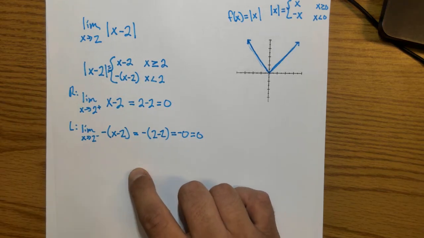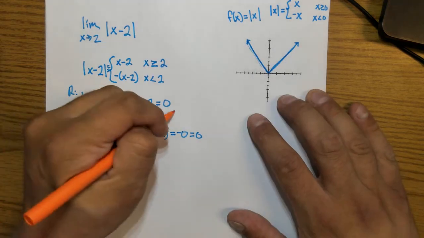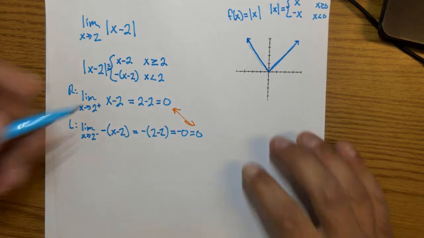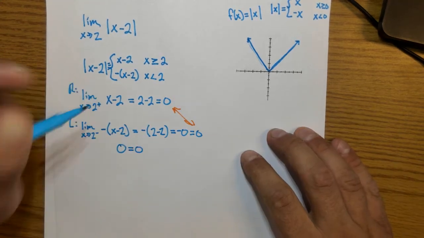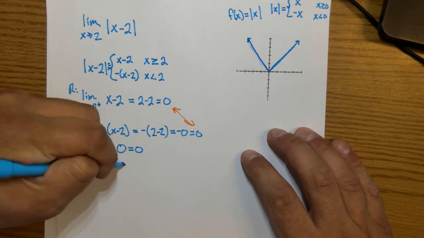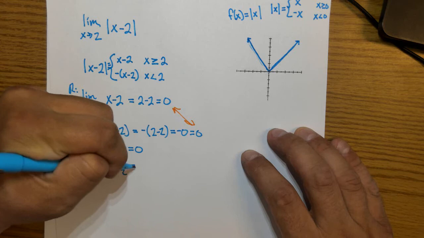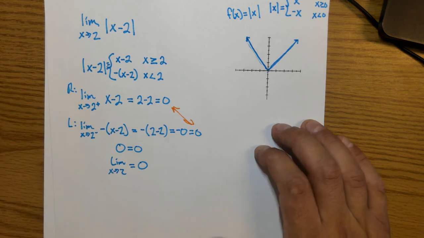So in this case, notice that they agree with each other. So 0 is equal to 0. The limit as x approaches 2 is 0. Okay?